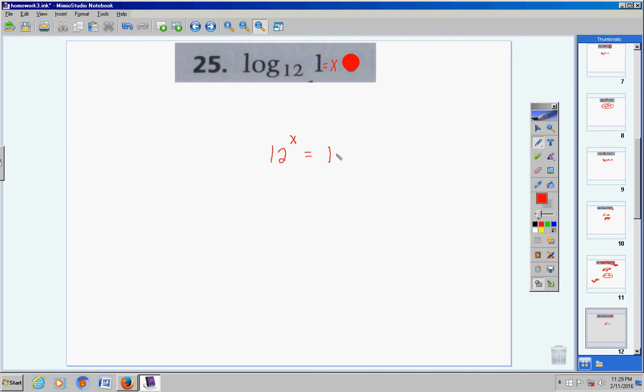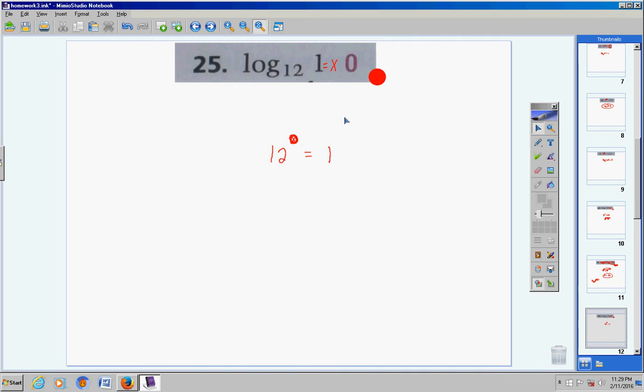12 to what power equals 1? What do you remember? Anything to the what power equals 1? 0, right? Come on guys, think about it. Anything to the 0 power equals 1. So what number would you put in for X to make this equation true? 0. So then what does X have to equal then? 0. So there's the answer.